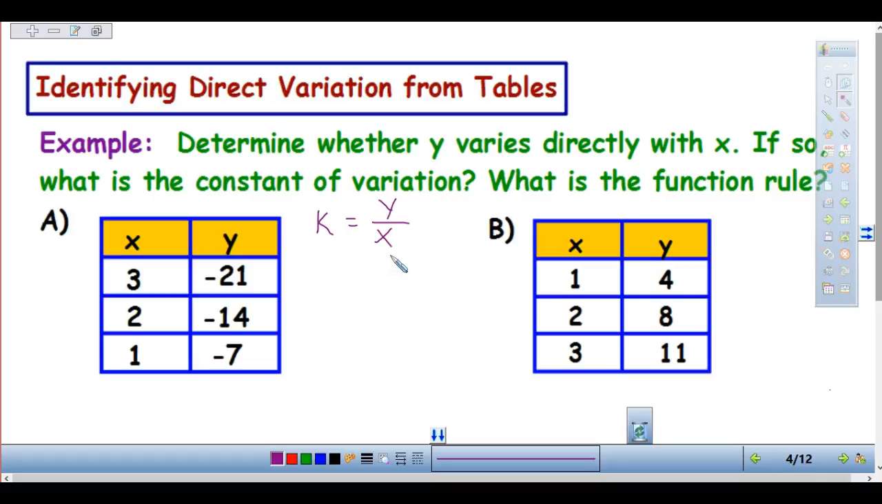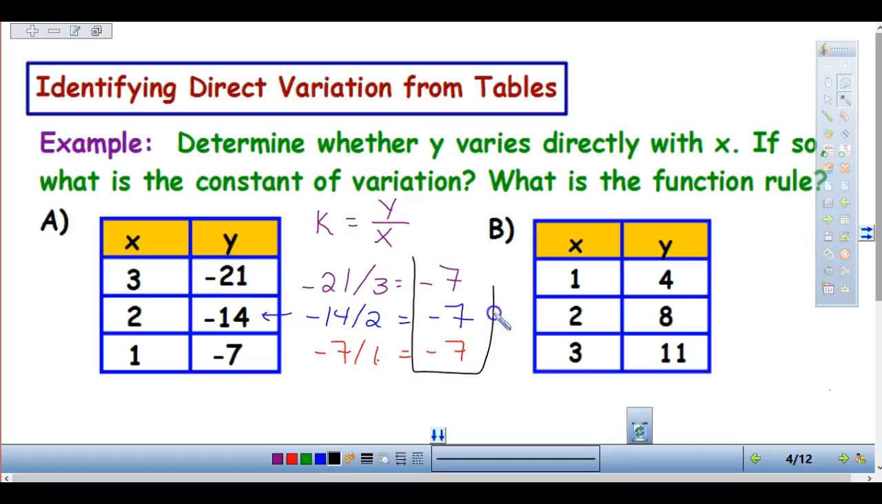So let's do that. Let's look at each of these. My y is negative 21. I'm going to divide it by 3. What do I get? Negative 7. Okay, let's try it for this one now. Take negative 14 and divide it by 2. Negative 7 again. Check the third one. Negative 7 divided by 1. Negative 7. Are those all the same? Yeah, so it is direct. If you get the same constant when you divide them, if all of these are the same, it is direct.